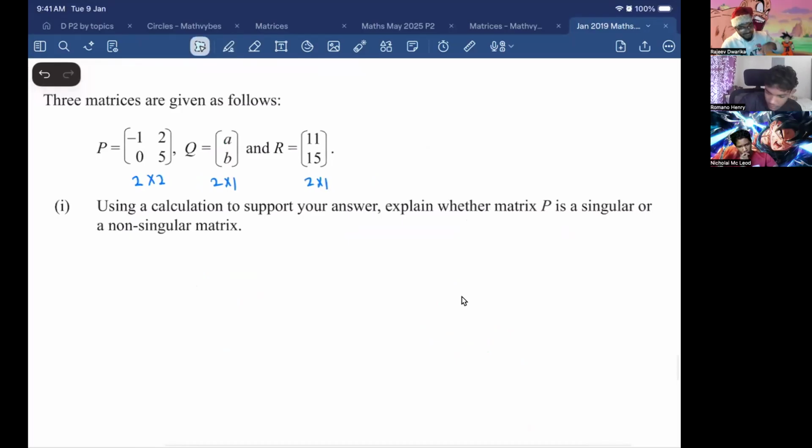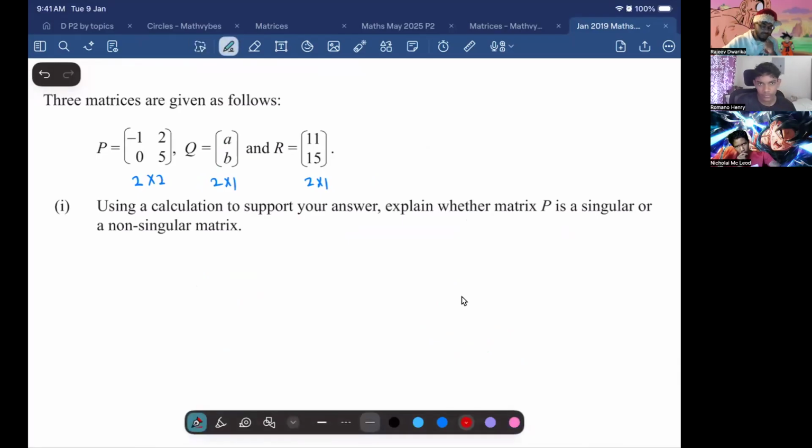I thought they were going to ask us if it was compatible or not, but they want us to explain if it's a singular matrix or a non-singular matrix, right? Remind me, guys, if a matrix is singular, what is the determinant? 0. And if it's non-singular, what is the determinant? Not equal to 0.